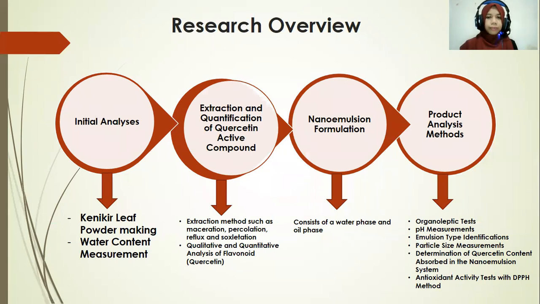Research overview by stage. We can see the first is initial analysis. We must make the KENIKIR leaf powder, and then we measure water content, and then we do the extraction and quantification of the quercetin active compound. We make the nanoemulsion, and then we analyze the product.